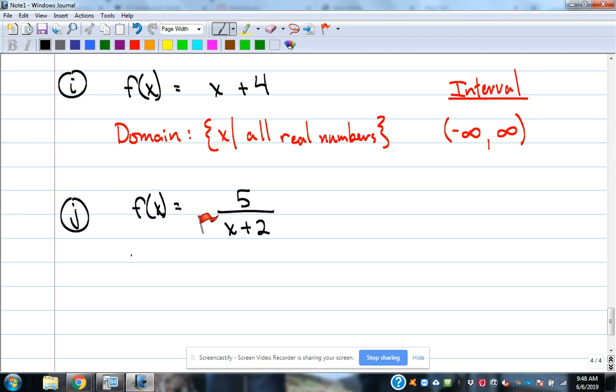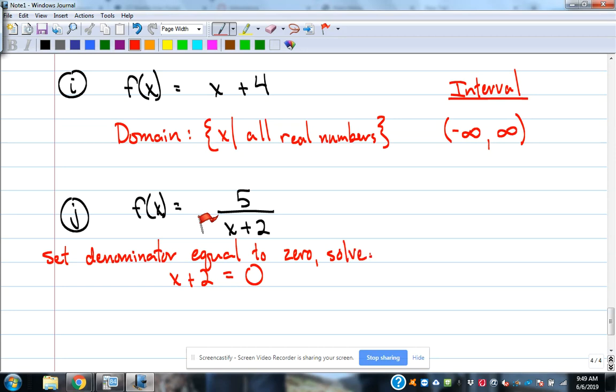Okay. So what I want to do when there's an x in the bottom part of the fraction, or in the denominator, is take the entire denominator, x plus 2, and set it equal to 0. Okay, so set denominator equal to 0. And then we're going to solve that equation. x plus 2 is equal to 0. By solving that equation, I mean just get x by itself.